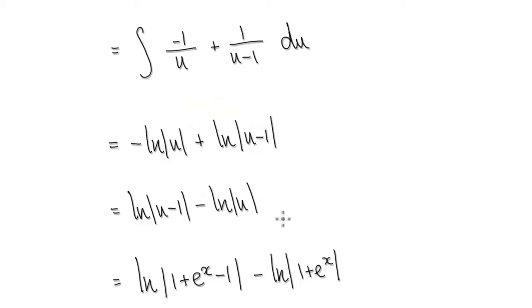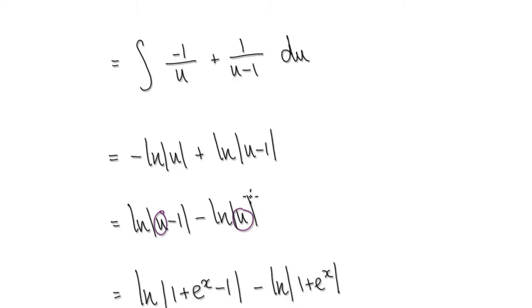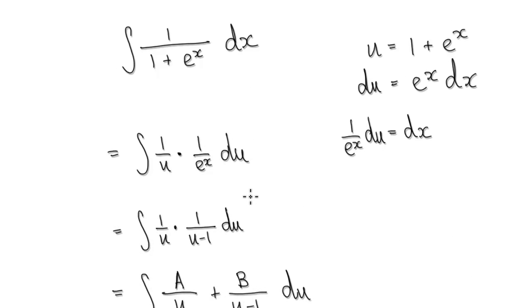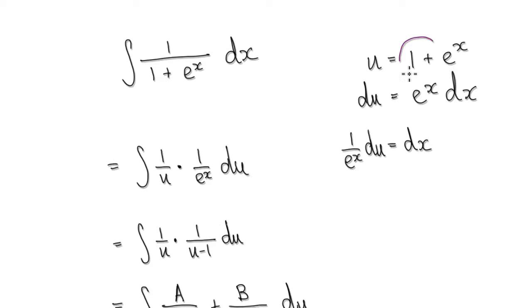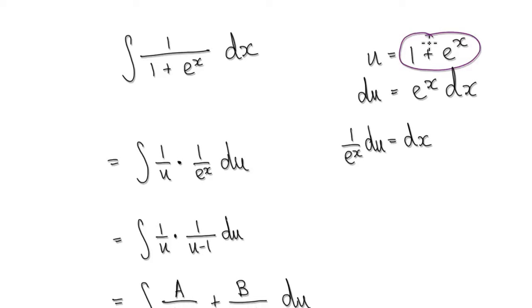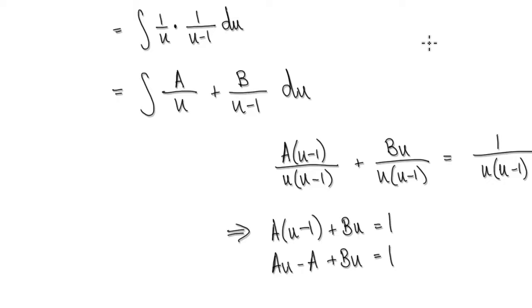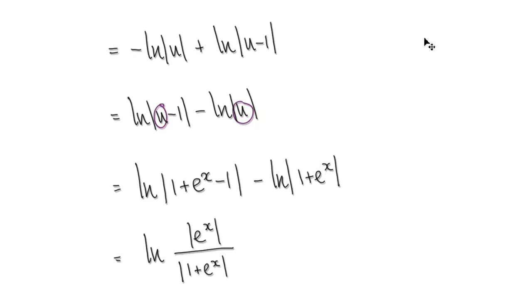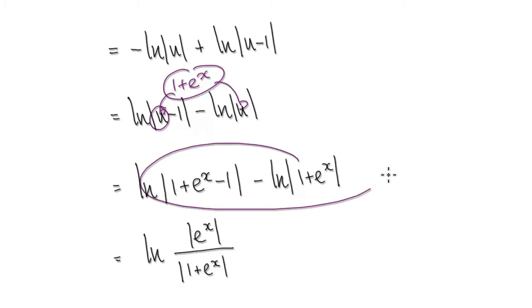So now, hang on, what is u? Earlier we said let u be this thing here. So u equals 1 plus e to the power of x. So what that means is we can put 1 plus e to the power of x into here and into here. That will then give us this thing here.